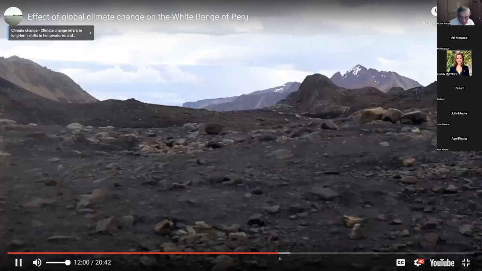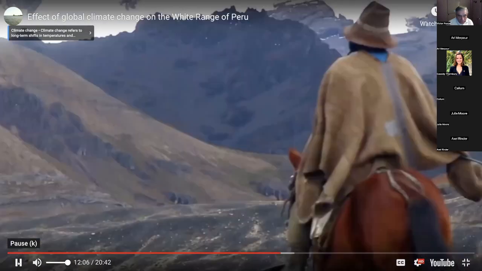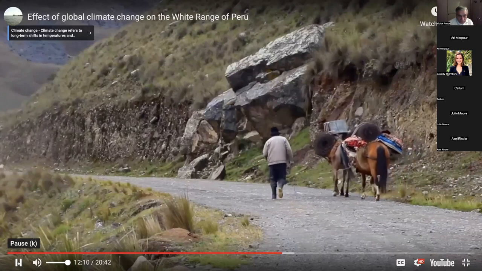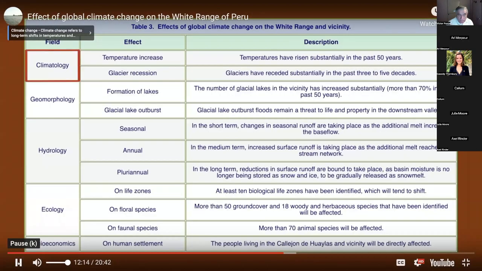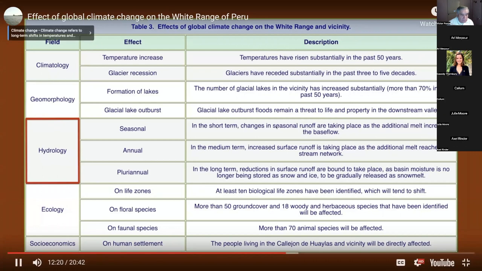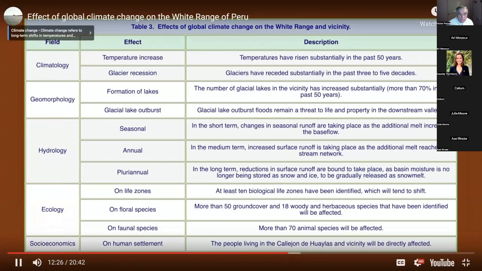The effects of global climate change on the White Range and other glaciers of the tropical zone are not limited to glacier recession. The effects encompass a gamut of related changes in different fields, including A, climatology, B, geomorphology, C, hydrology, D, ecology, and E, socioeconomics. These changes are described in Table 3.